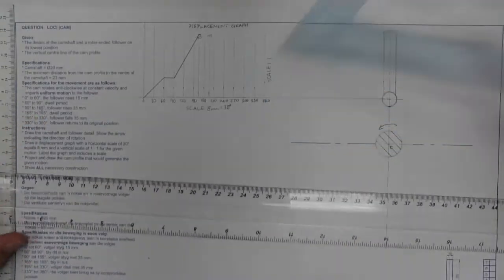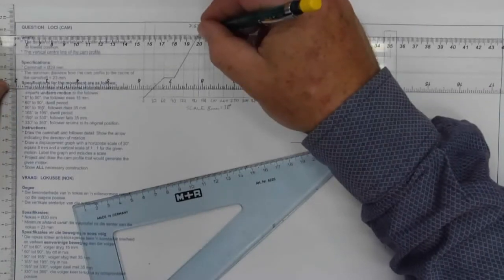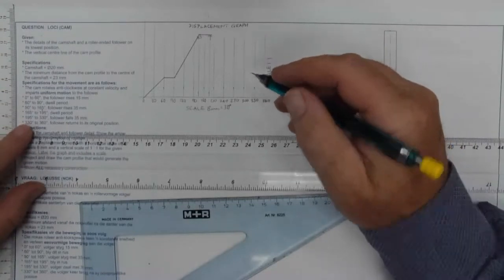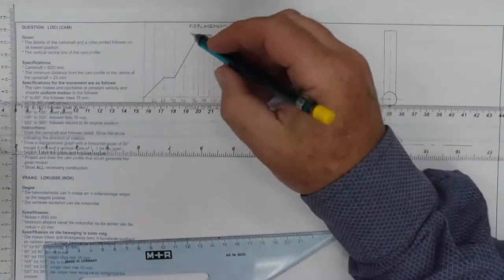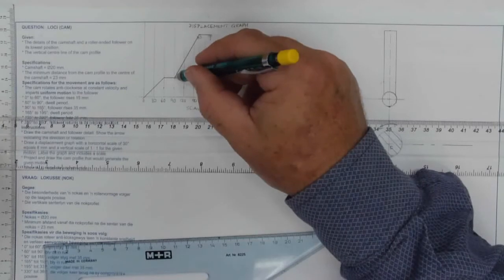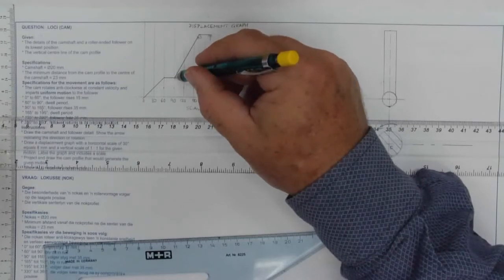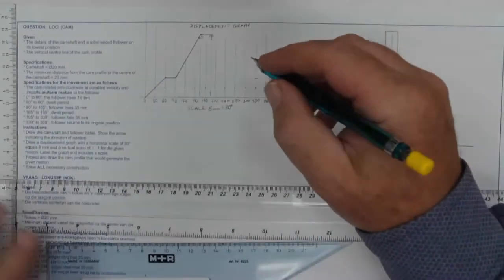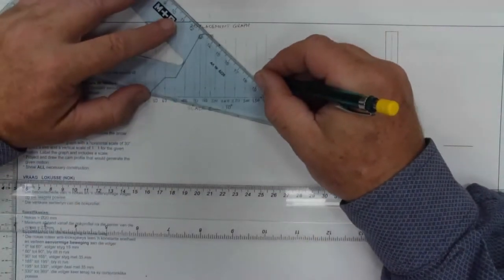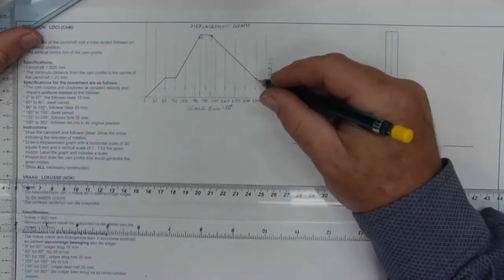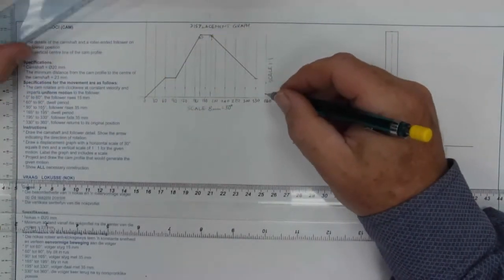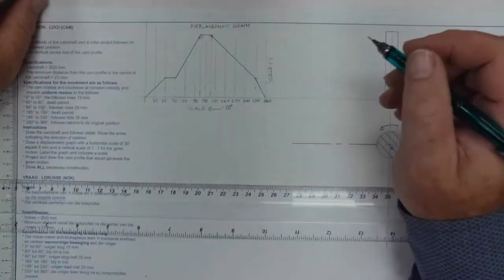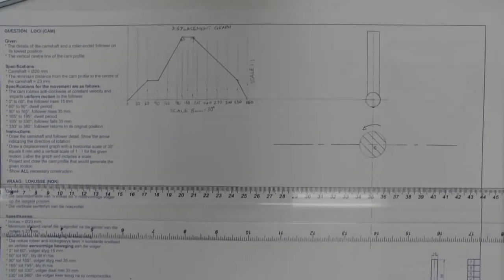Then there's a dwell period to 195. Then it falls 35. So that's the 35 here, and that's to 330. And then from 330 to 360 back to the original position, which is this point here. And there is our displacement graph.